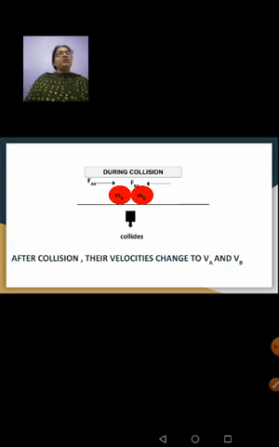At this time, object A will exert a force on B. You have learnt that every action has an equal and opposite reaction. In the same way, B will also exert a force on A in the opposite direction. So when they collide, after collision, the velocities will change from UA and UB to VA and VB.